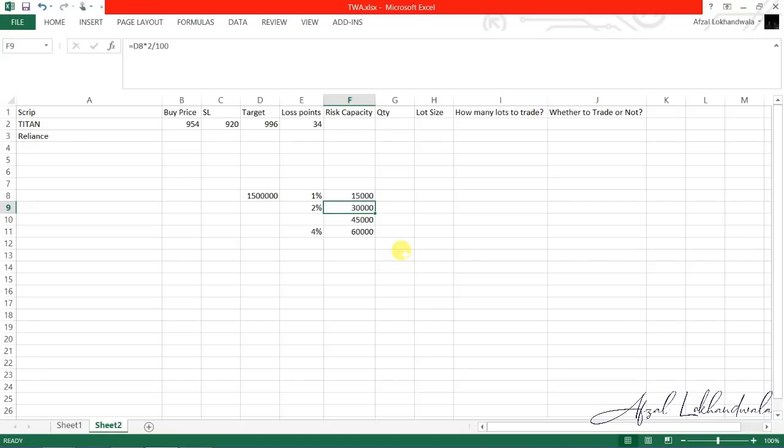So you should be prepared to lose 30,000 in each trade. Losing 30,000 in a trade should not give you sleepless nights. It should not make you worried. You should be easy, you should be relaxed. So the risk amount has to be decided very carefully.